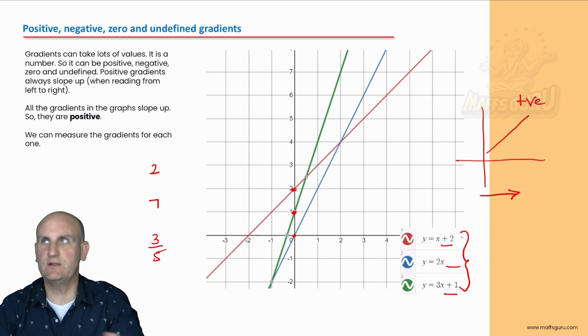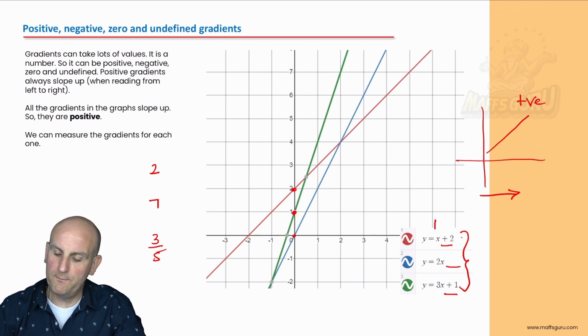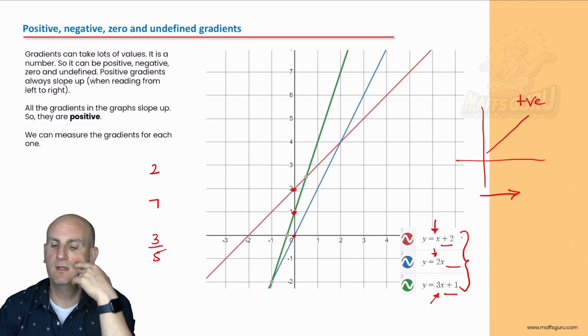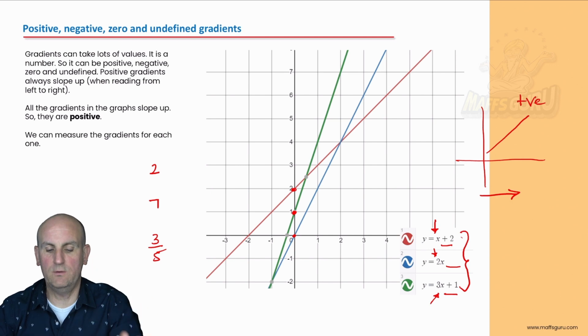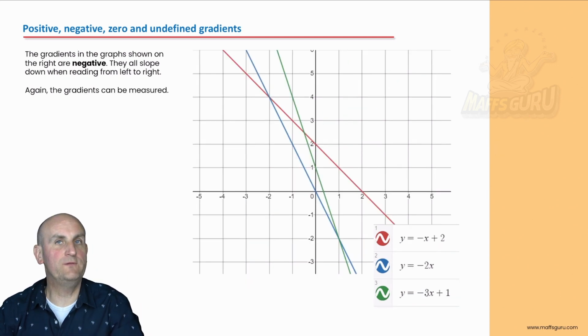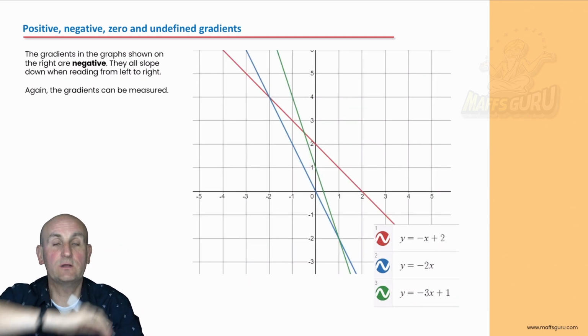So we're already building this up. Can you see this? Now this stuff is amazing. But what about the numbers in front of the x's? We've got a 1 there, we've got a 2 there, we've got a 3 there. 1, 2 and 3. Different gradients, different slopes. Okay, so what about the next ones? Well, we've dealt with the positive ones. Now let's look at the negative ones.